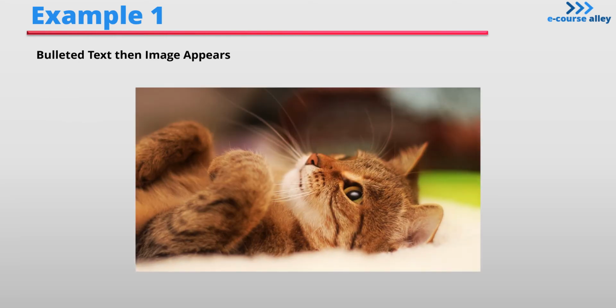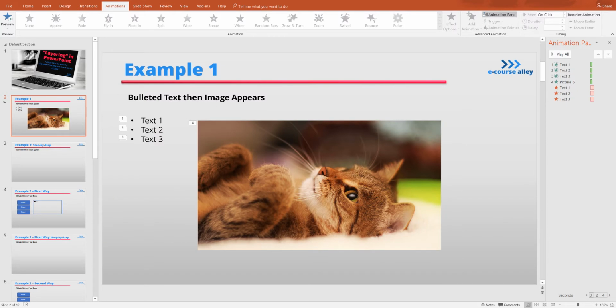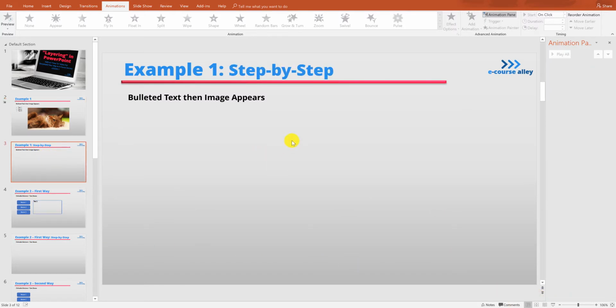So I'm going to show you what this is going to look like first, and then we're going to walk through it step by step. So that would be bullet point 1, text 2, text 3, and then you have an image appear. And yes, I chose this cute little kitten because I love cats. All right, so I'm going to back out of here and show you how to do this on the next slide, step by step. So we're going to do it together.